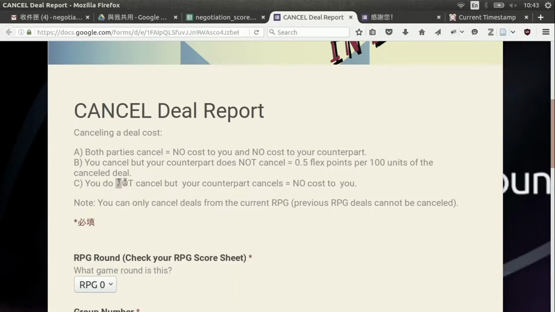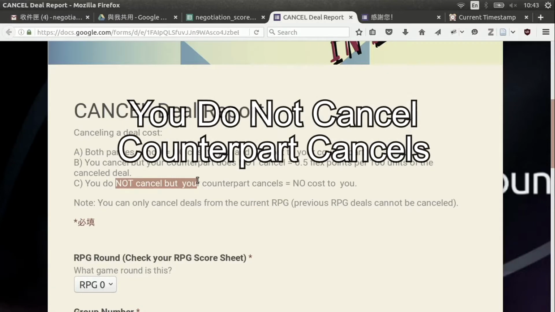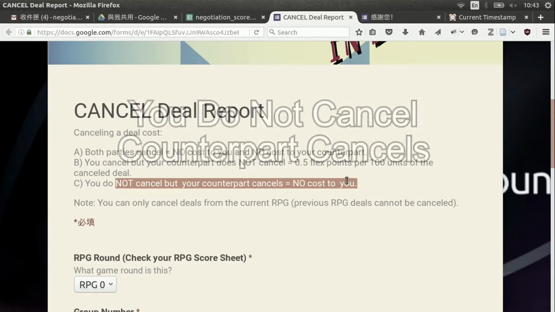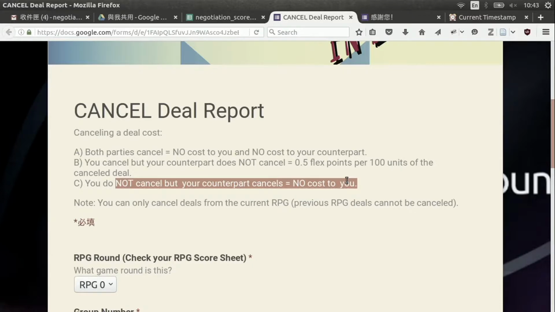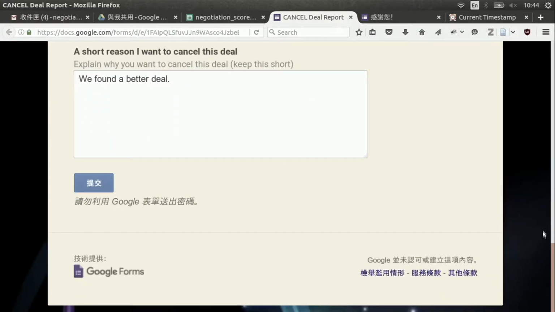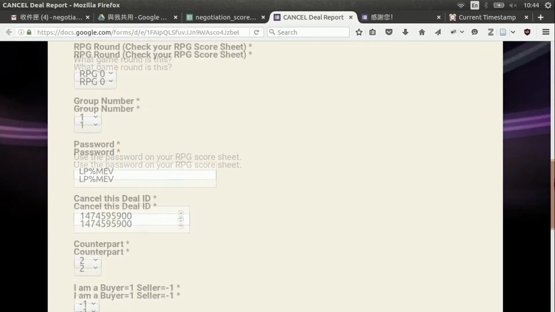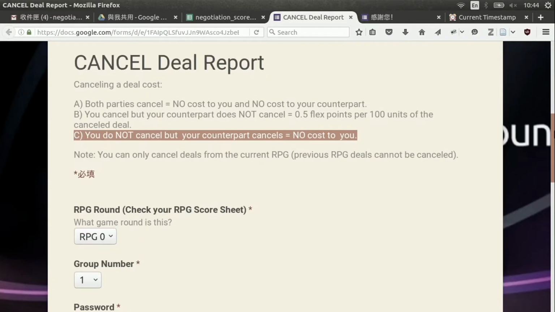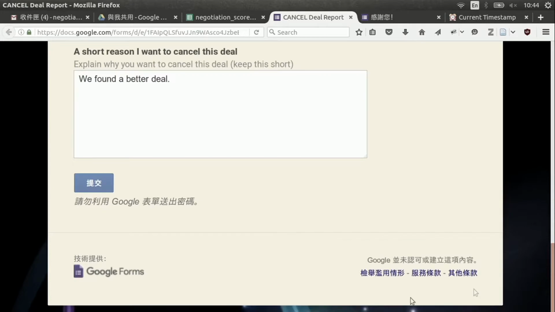C, you could not cancel. You did not cancel, but your counterpart cancels. That'll cost you nothing. So if you did not cancel, but the other side canceled, you pay nothing, but the deal is still canceled. All right, so I could send this in, and again here, I'm acting as group number 1, right? Group number 1 right there. So I'm going to go ahead and send it in. We can see what happens. Send it in.